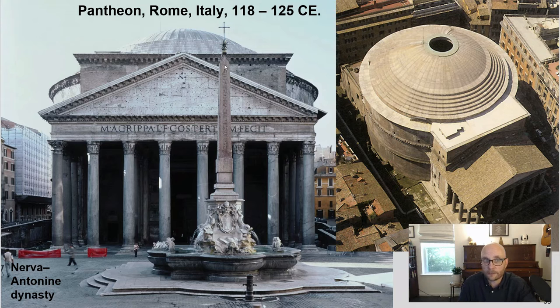When you first approach it, it looks very much like a traditional Greek peripteral temple. You know, it's typical Greek features. We have Corinthian columns here. But it's actually a two-part building. It is constructed of a more or less square porch area, and then a rotunda, which is a round building in the back. As one approaches the building, the first thing you would see is the inscription, which reads, Marcus Agrippa made this. This was the site of an older temple that burned down, and it was rebuilt by Hadrian.